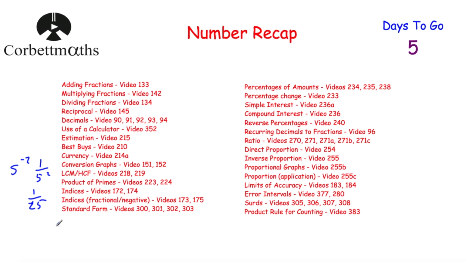If you've got fractional powers, for instance the power of a half means square root, to the power of a third means cube root, to the power of a quarter means the fourth root, and then if it's got a numerator other than 1, you then do that power. So for instance if you get to the power of 2/3, you would do the cube root and then square it.